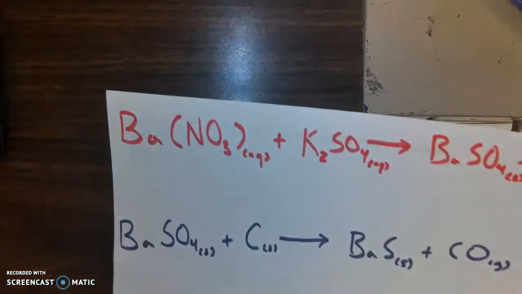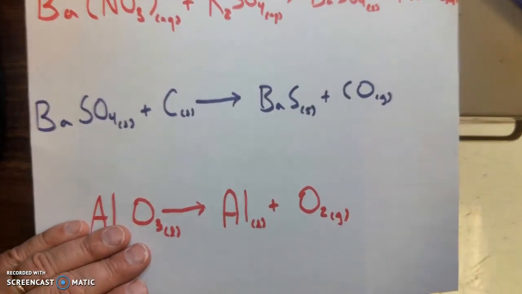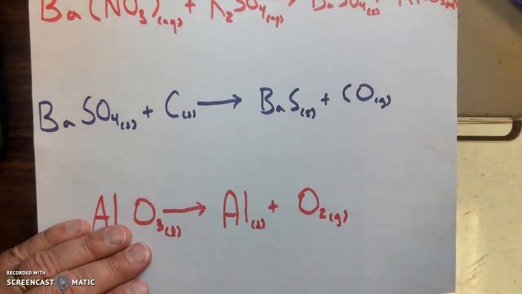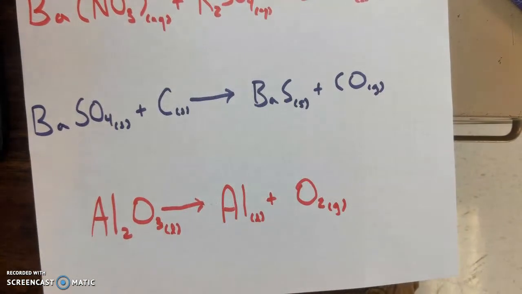There will be some other rules probably, but anyway, at the end, you have to count your elements and make sure you have the same on the left as you have on the right. Okay, so we're going to start with some unbalanced chemical reactions, and we're going to balance them. Okay. So let's start with this first one.